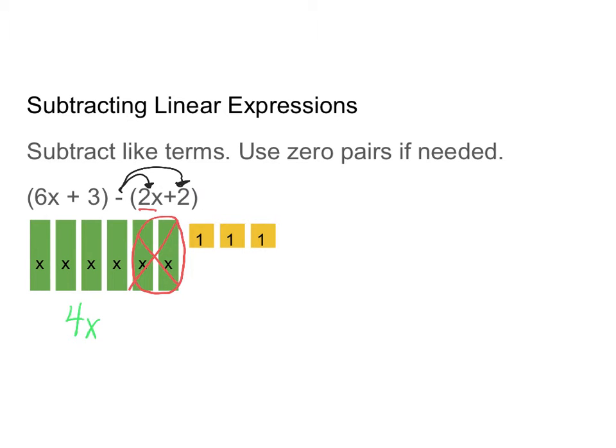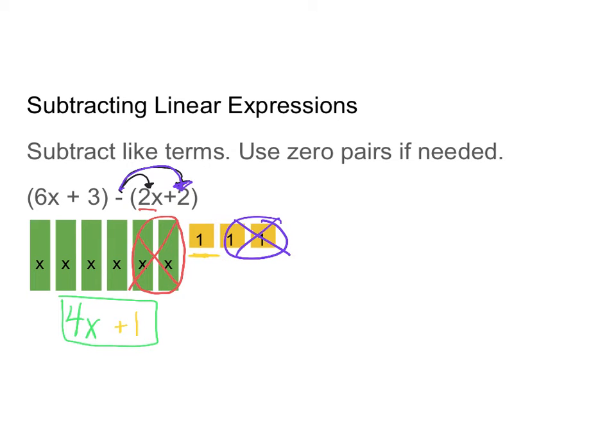Okay? All right, and then I have to take away, we'll do this purple. I have to take away this 2 here. So I'm going to take away 2 positives over here. So I'm left with this 1 right here. So I have a positive 1 left over. Okay, so my final answer would be 4x plus 1.